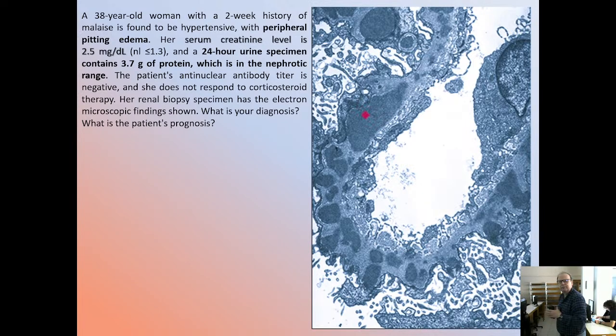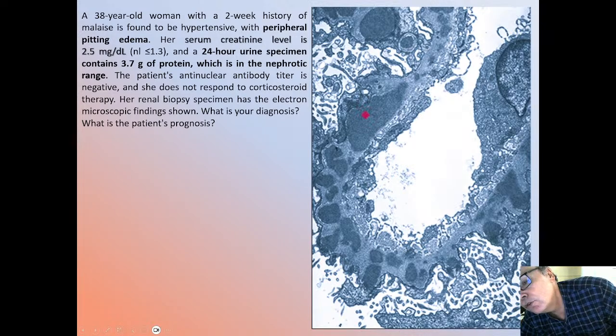Sit right here. So show us the foot processes. What are the foot processes of the podocyte? What can they be? Because this is the outer surface. Look, have a look at all these. You see all this? These are the foot processes. The podocytes are here. You see these immune deposits?